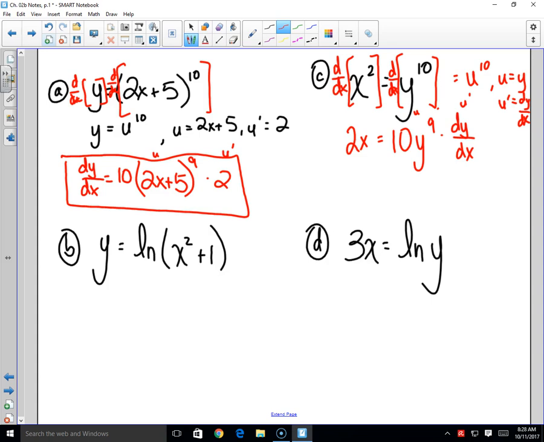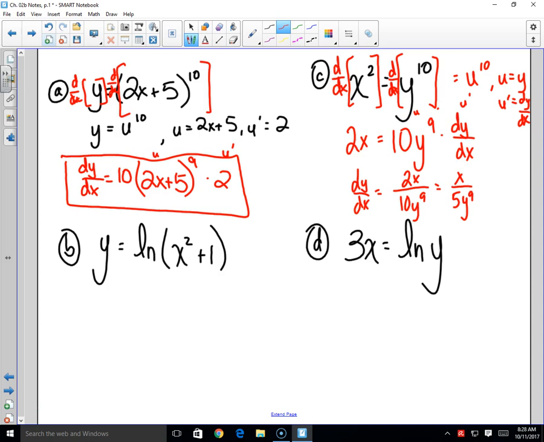Now what would we need to do in order to finish? Get dy dx by itself. dy dx equals 2x over 10y to the 9th. Technically we could make that x over 5y to the 9th, right? Yeah. But then with that we're good.